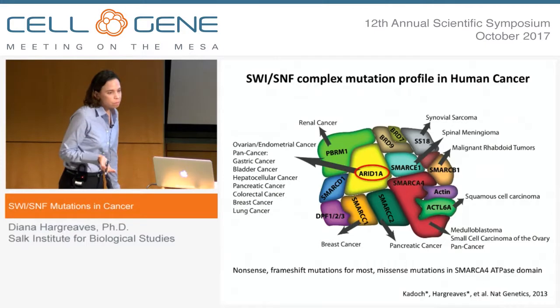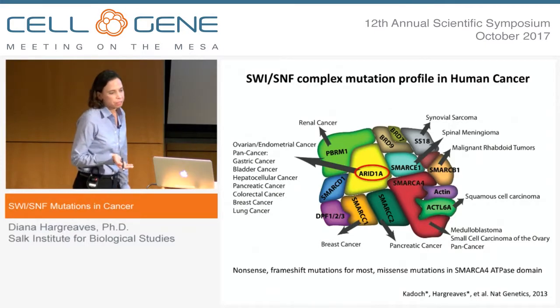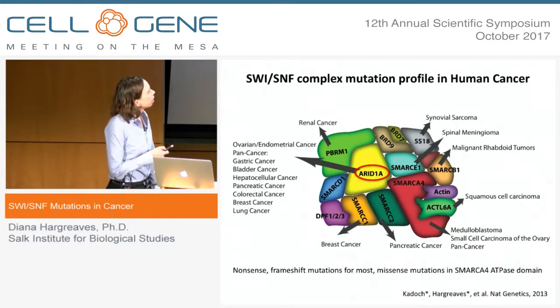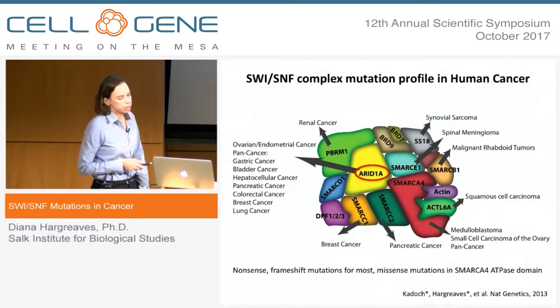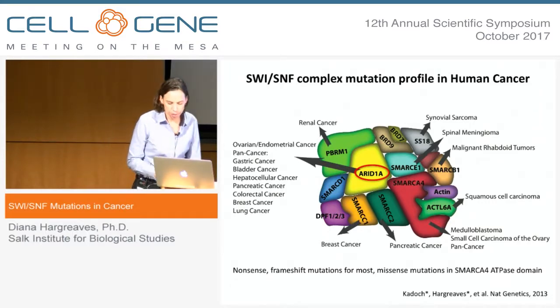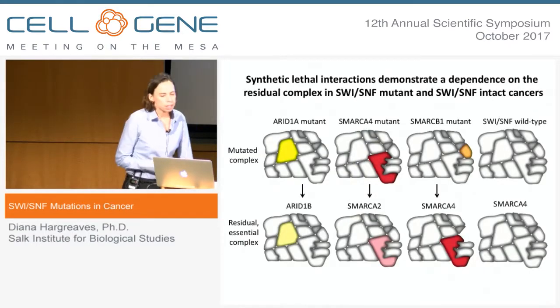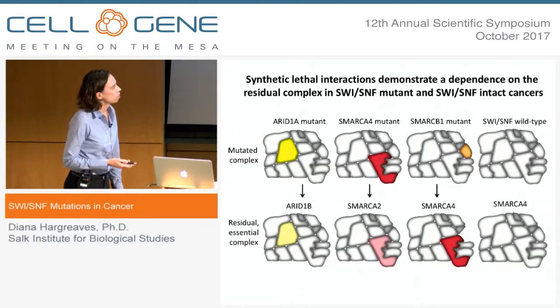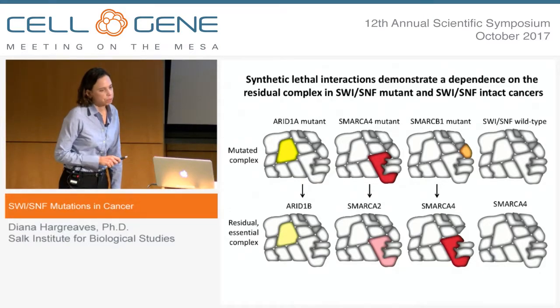So it's predicted to affect a large number of individuals. But in contrast, its homolog ARID1B is very rarely mutated in cancer. So we wanted to understand what was the defining principle of all of these different types of mutations.